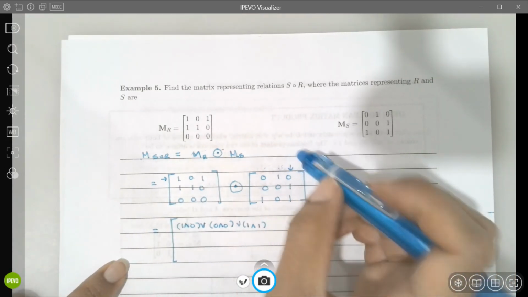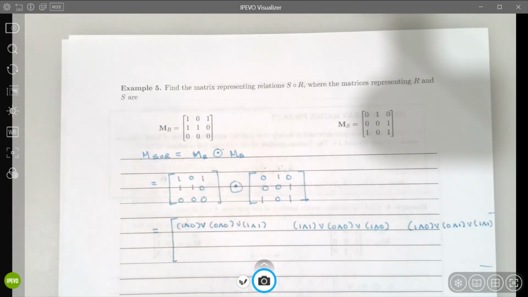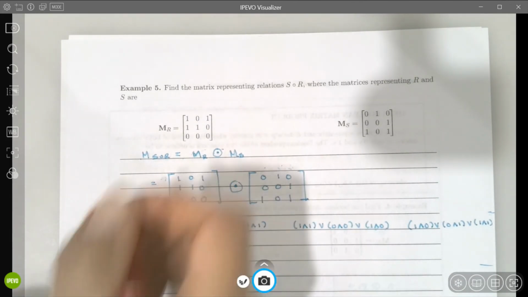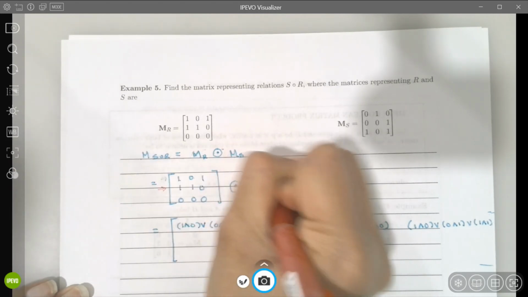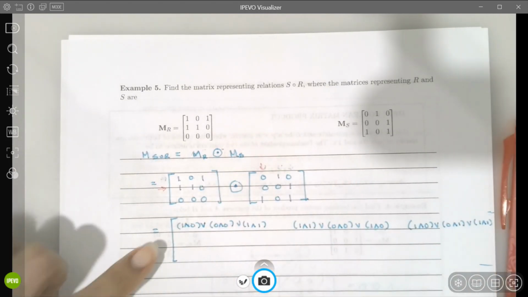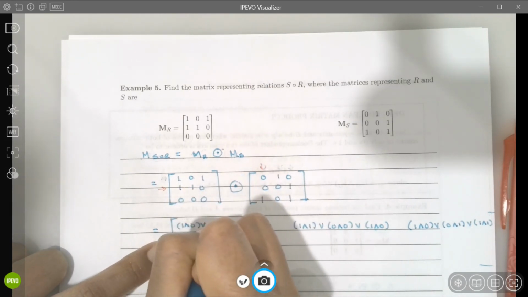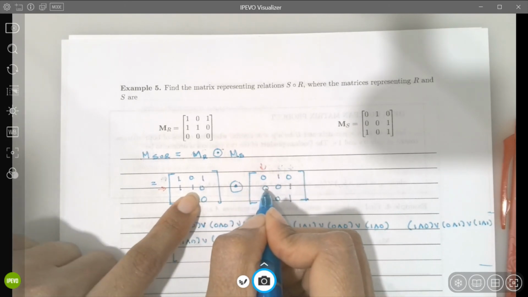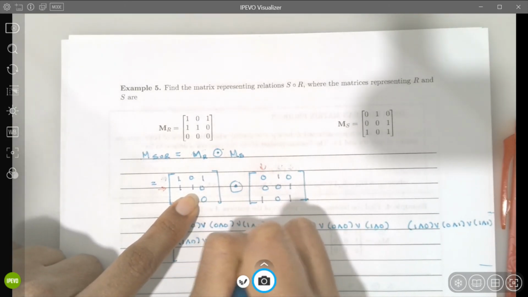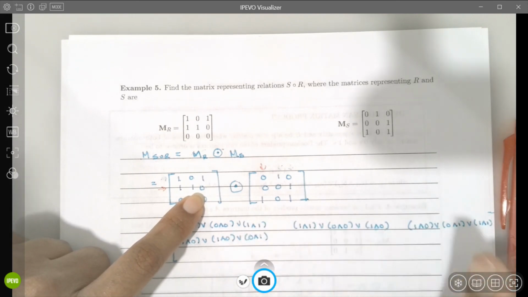Okay. Now that we have no more columns, we're going to move on to the second row and start over at the first column. So that means that we have a 1 and 0, or 1 and 0, or 0, excuse me, and 1.